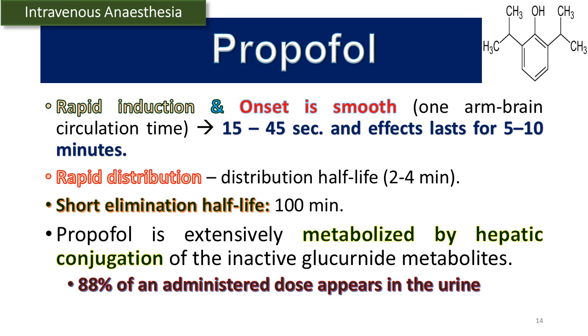Propofol causes rapid induction and smooth onset of action within a very short period of 15 to 45 seconds, and the effect lasts for 5 to 10 minutes. There is rapid distribution and the distribution half-life is only 2 to 4 minutes. There is also a short elimination half-life of 100 minutes. Propofol is extensively metabolized by hepatic glucuronide conjugation and 88% of the administered dose appears in the urine.